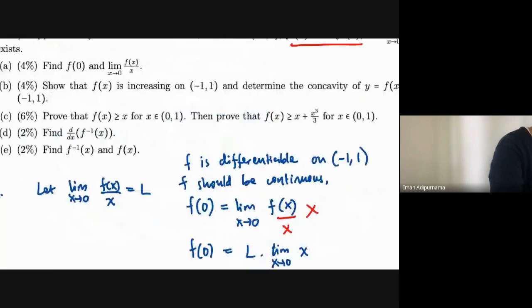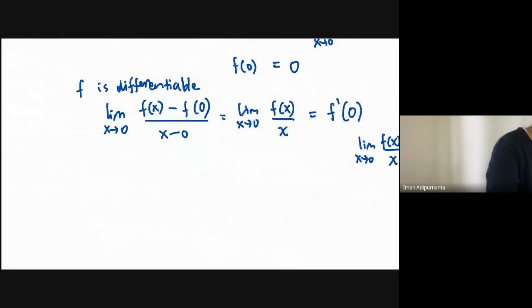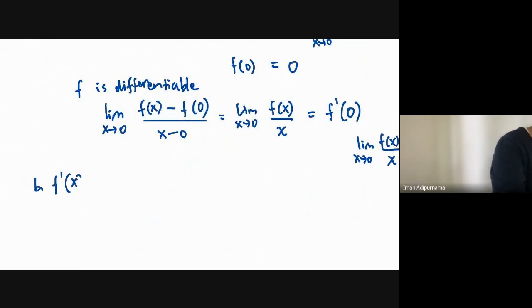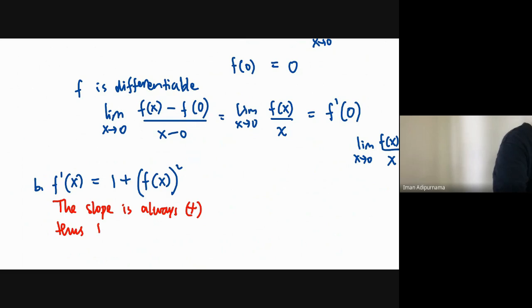B, show that the function is increasing on the interval. First, look at f prime of x, which is always 1 plus f of x squared. If you look at the form here, this is always positive, so you can say it's always increasing. The function is increasing because the first derivative shows the slope is always positive. Thus, the function is always increasing.